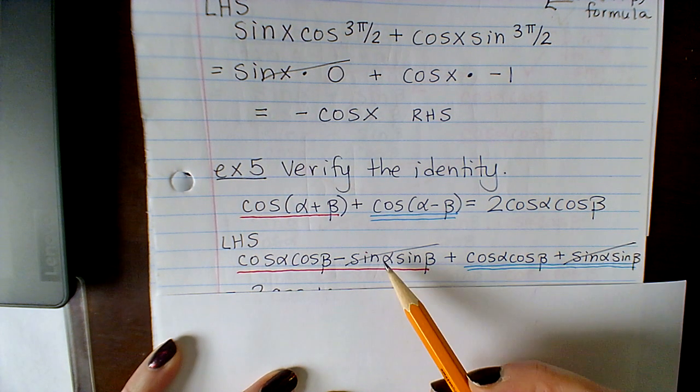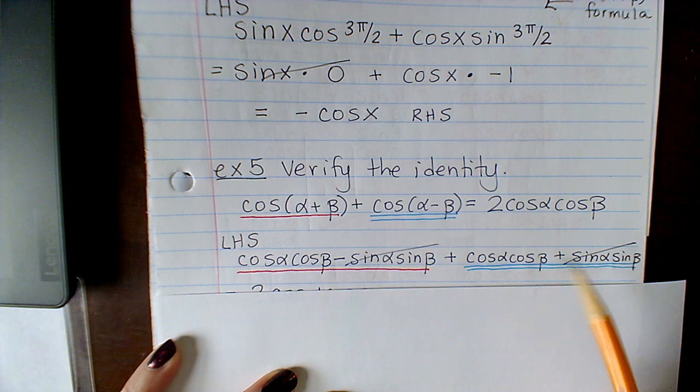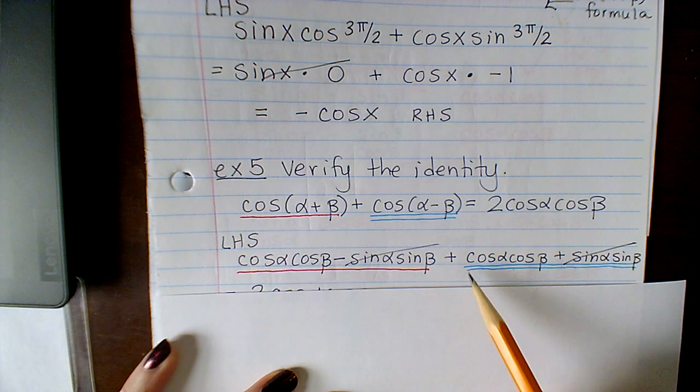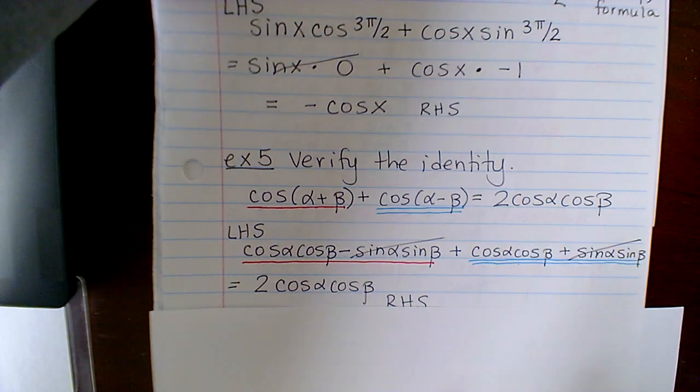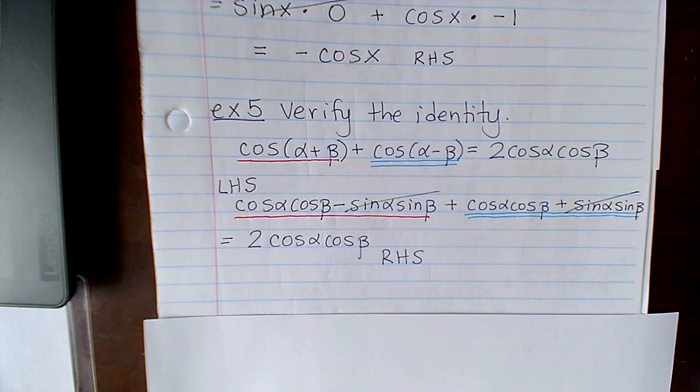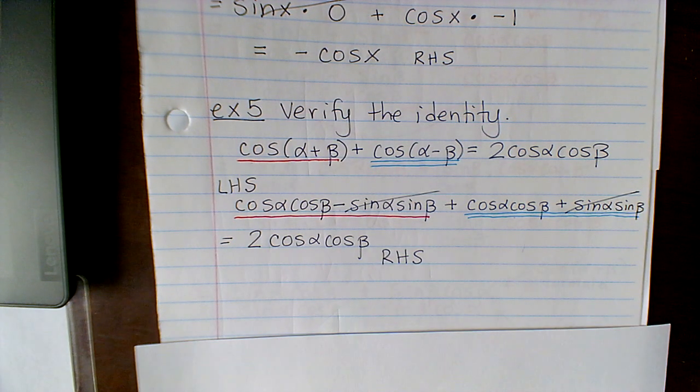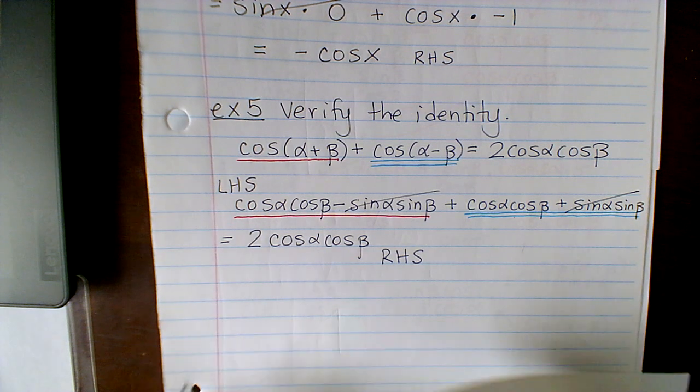These two terms are like terms. They have different signs, so they're going to zero off. These two terms are the same. They both have a coefficient of 1, so when I add them together, I'm going to get a 2. And just like that, done. So this one looked like it was going to be a lot worse than it really was.